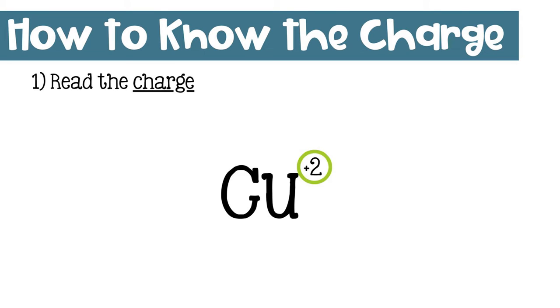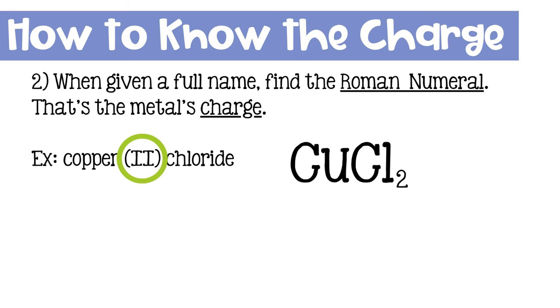So how do we determine the charge of a transition metal? Well, the first option is to just read it if it's given. Here, the copper has a +2 charge. Another option is if you're given the name of the compound. In this case, you find the Roman numeral in parentheses. That will be the metal's charge. Here, the charge is +2.